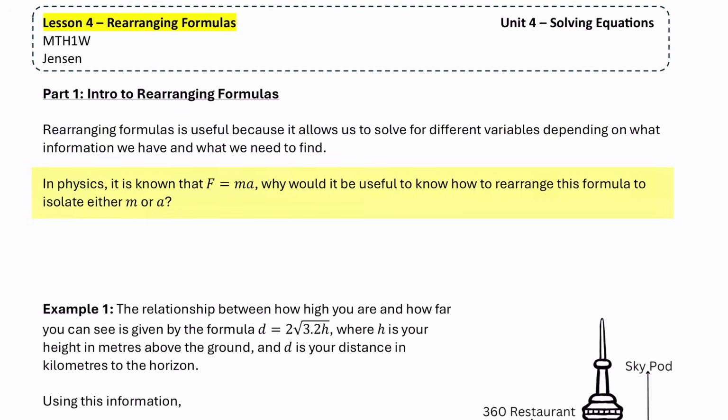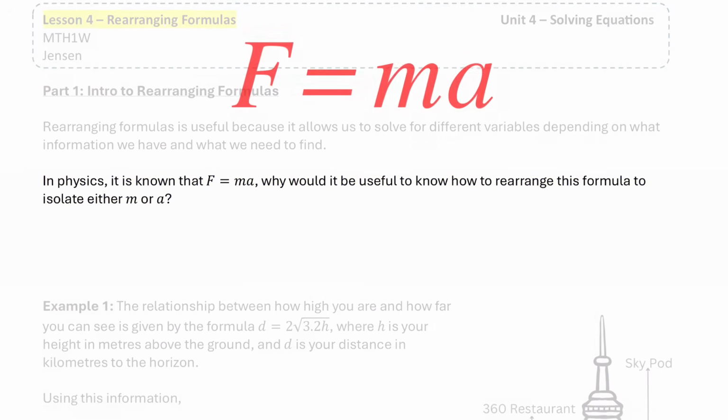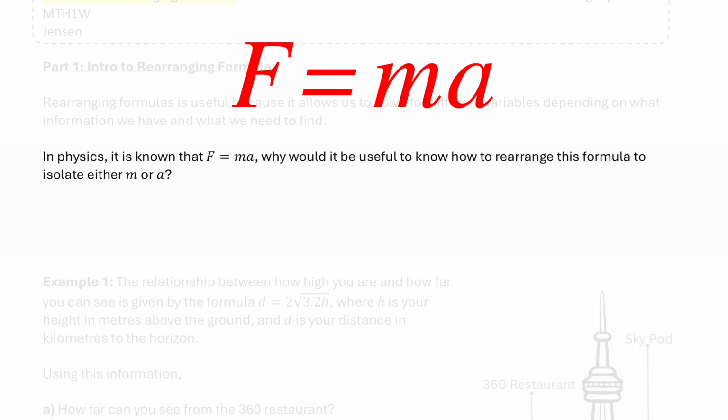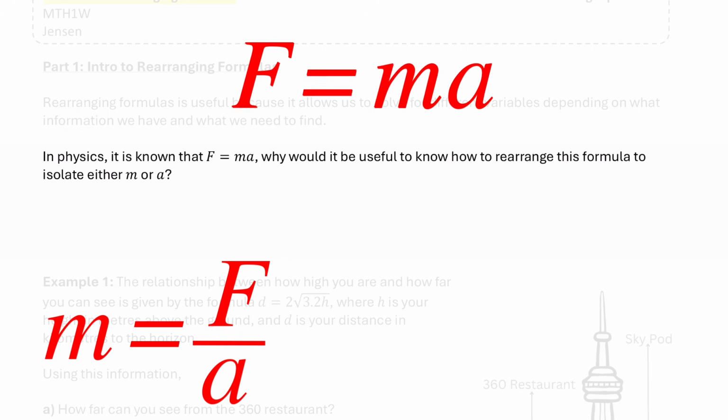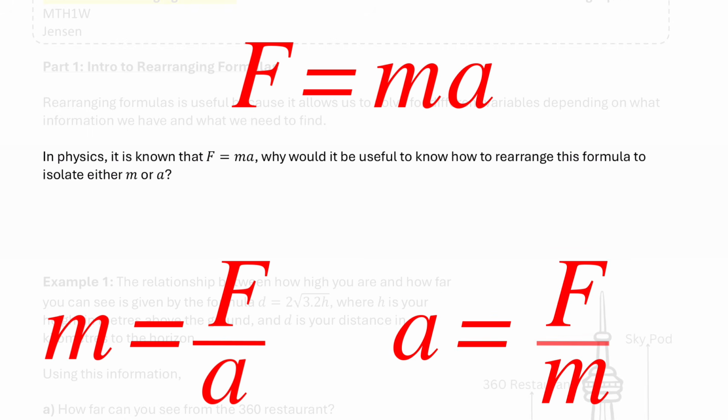In physics, it's known that force equals mass times acceleration, so F equals m times a. But that formula could be rearranged to show the relationship between the variables in a different way. We could say that mass equals force divided by acceleration, or acceleration equals force divided by mass.